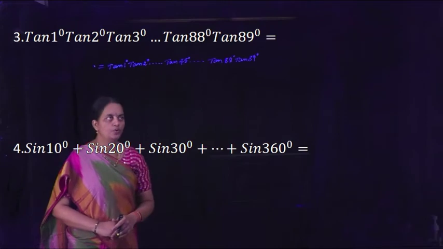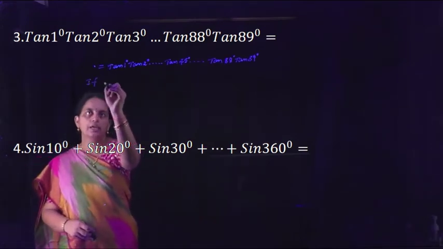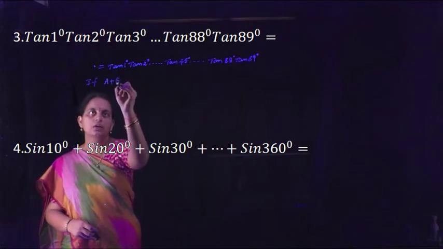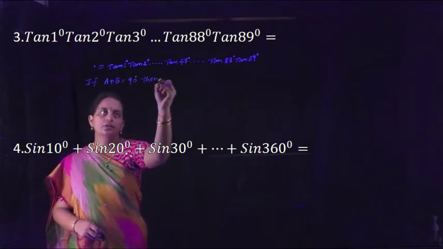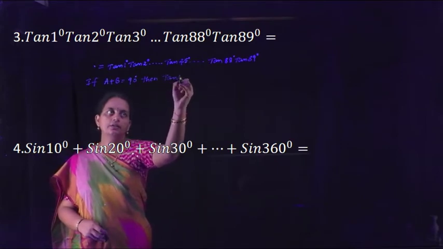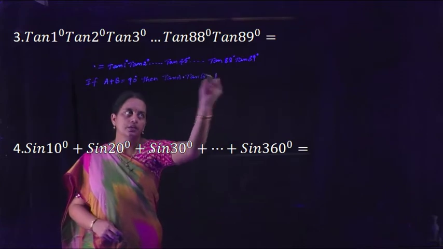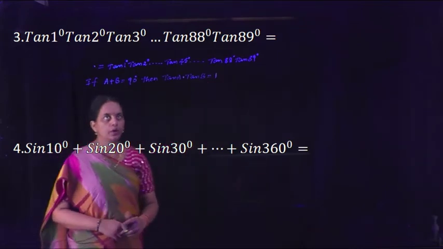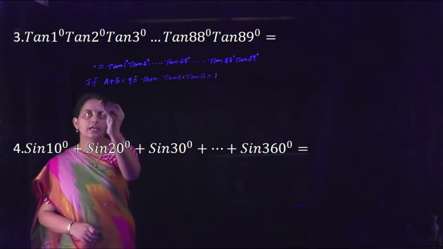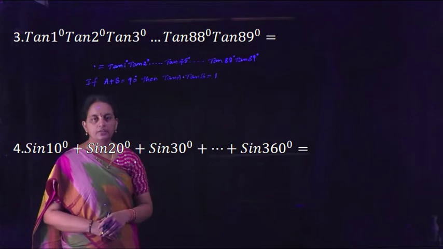From the above formula, we know that if A plus B equal to 90, then tan A into tan B is equal to 1. Here, the first angle is 1 degree and the last angle is 89 degrees.